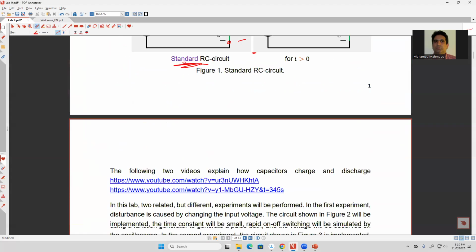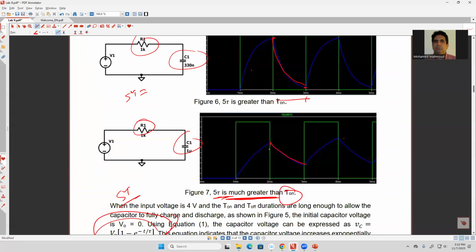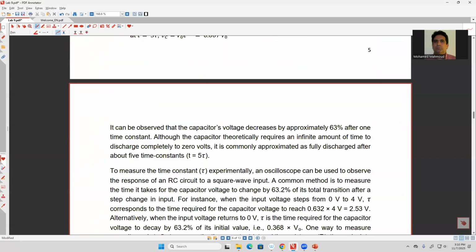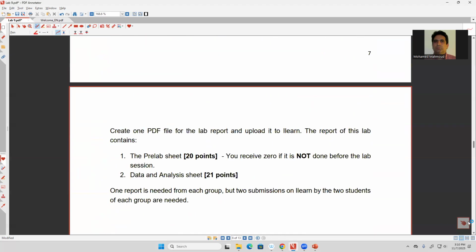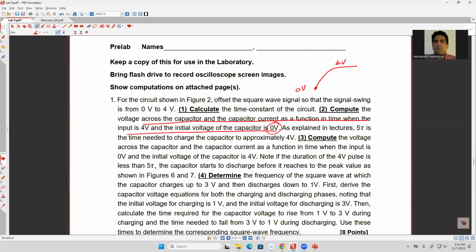So in this specific case, I give you the initial voltage, which is 0. Tau you already calculated, and the supply voltage is 4 volts. Using these three values, you can find the capacitor voltage as a function of time. Same thing, you can also find the current as a function of time. Okay. This is for the first part.